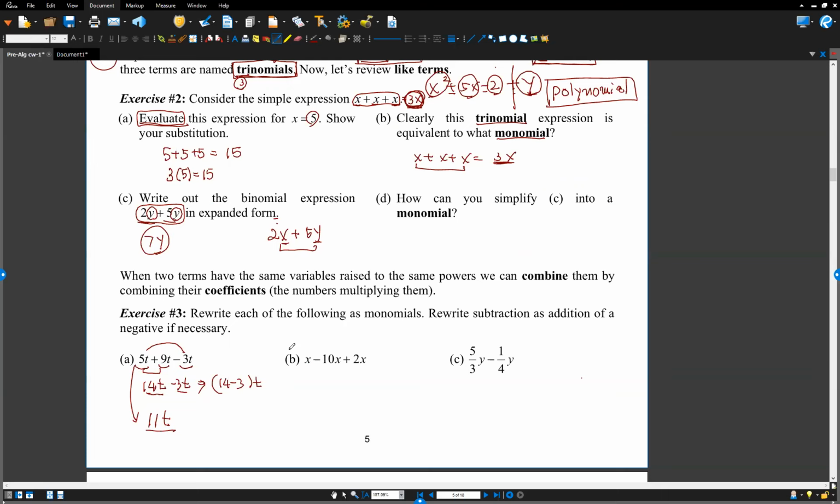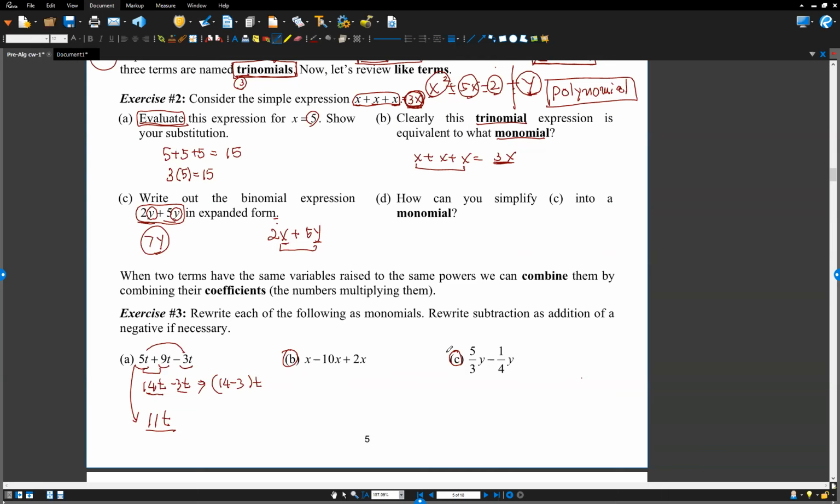Okay, everyone try B and C by yourself. Okay, try number B and C. Simplify. This is a trinomial, C is a binomial. They are like terms. We can reduce, right, the number of terms.